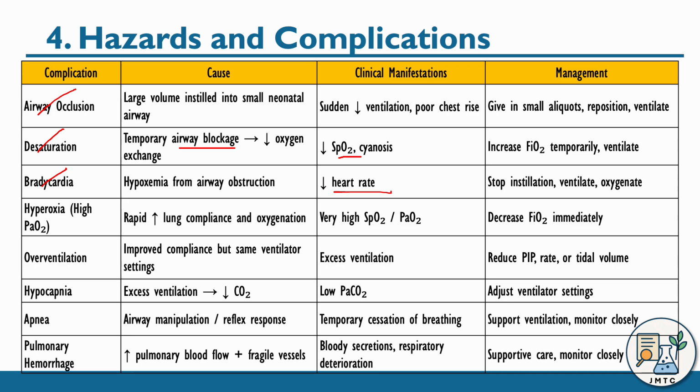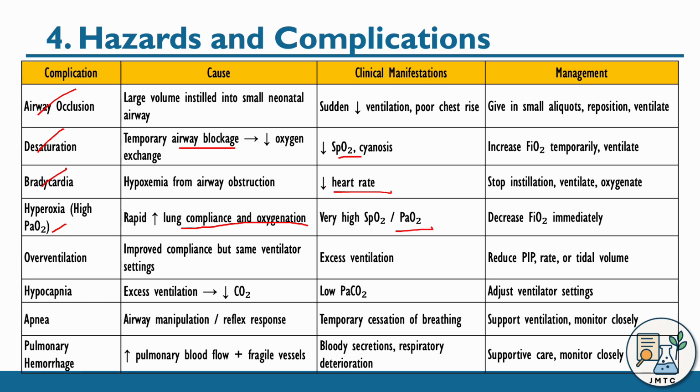Next natin is hyperoxia or high arterial oxygen. This is paradoxical kasi gumagana yung surfactant. Mataas yung oxygen, mataas yung lung compliance, yung alveoli natin open. Di ba yun naman yung gusto natin? Oxygenation improves rapidly. Masyado namang mabilis. So, if you don't adjust settings, yung ating arterial oxygen pressure becomes too high.